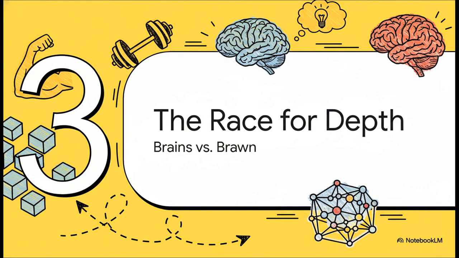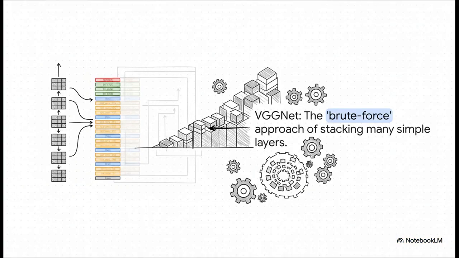Okay, so after AlexNet blew the doors off, the race was on. Everyone was asking the same question. What's next? How do we top this? And pretty quickly, two different schools of thought popped up. You could call it a battle between brains and brawn. First up, in the brawn corner, we have VGGNet. The philosophy here was super straightforward. If deep is good, then deeper must be better, right?